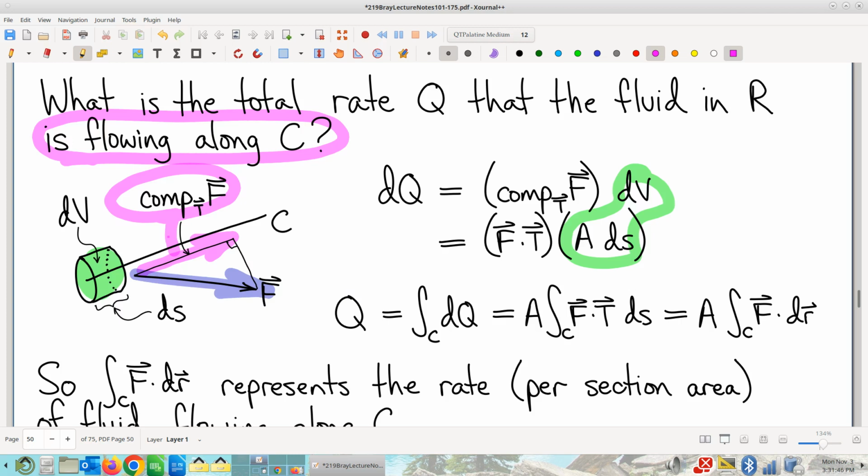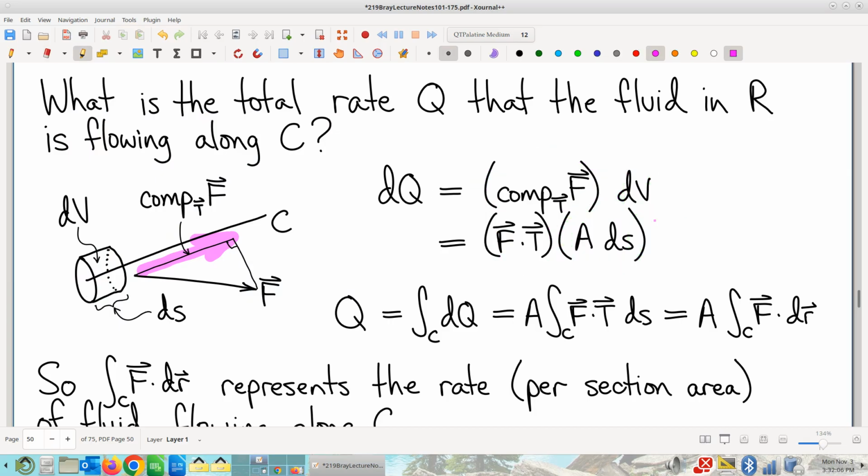And, well, we know how to compute components. Right? Components are dot products with unit vectors. And in particular, if you want to go along the curve, the unit vector is the unit tangent vector. So there you go. It's a pretty straightforward little thing to write down.